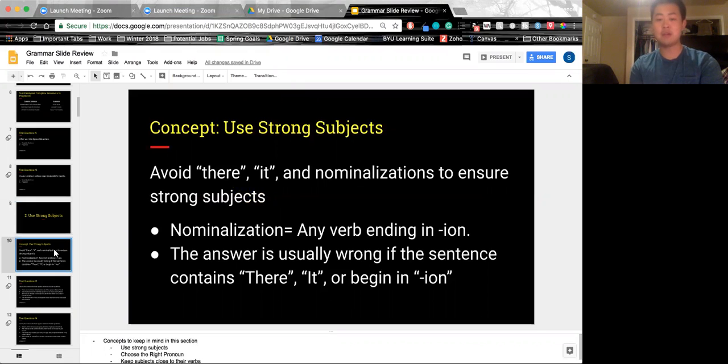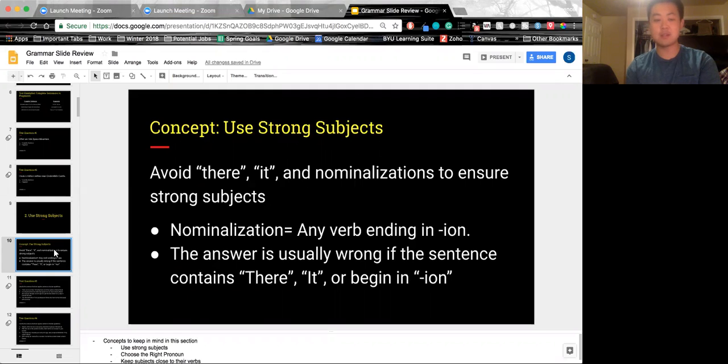So let me define what a nominalization is. Basically, it's any verb that ends in ion. For example, experimentation, consideration, or cooperation. These verbs that turn into nouns are not necessarily strong subjects. So try to avoid those, not only in the test but also in your writing as well. It's kind of a different way of thinking, but it really does make your writing stronger.